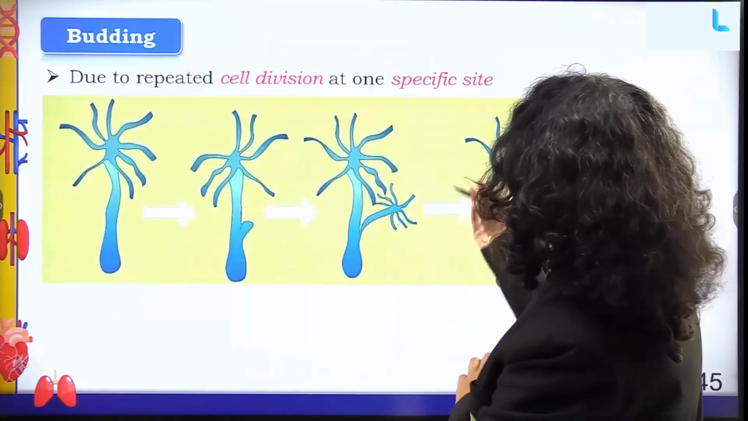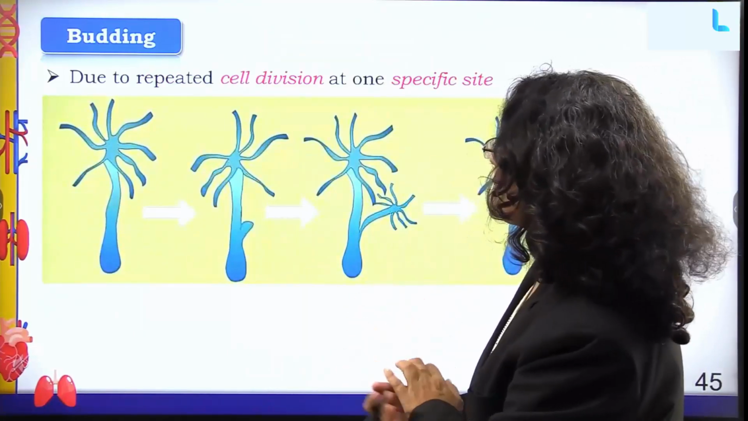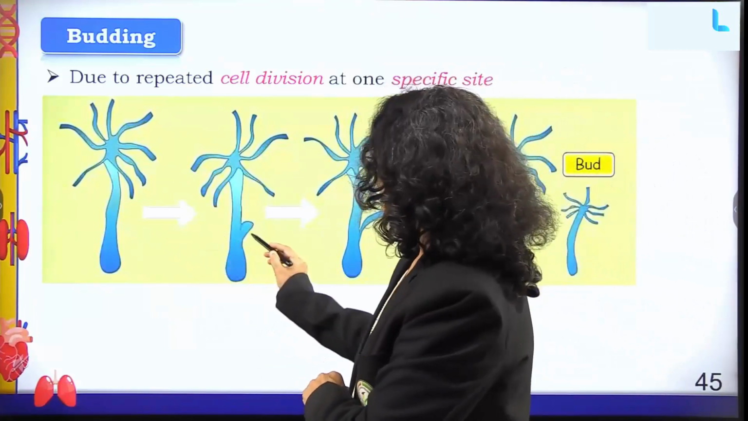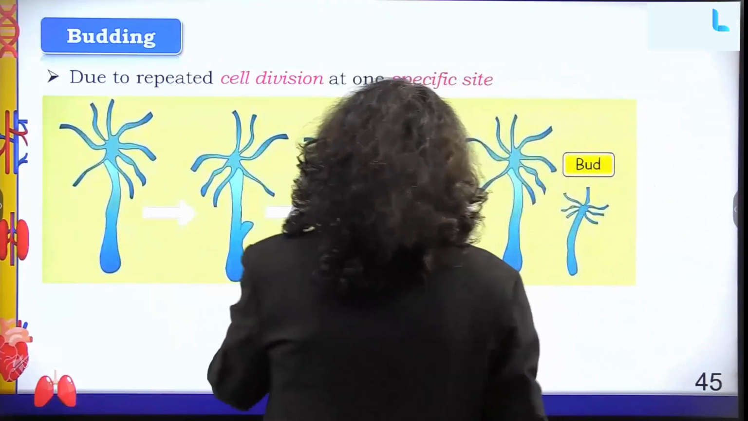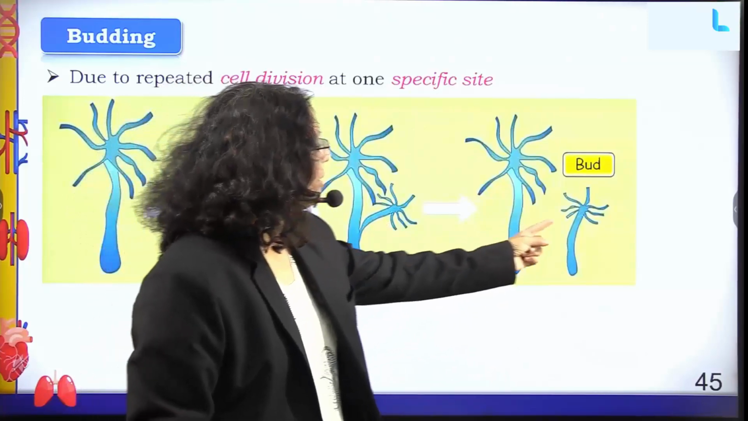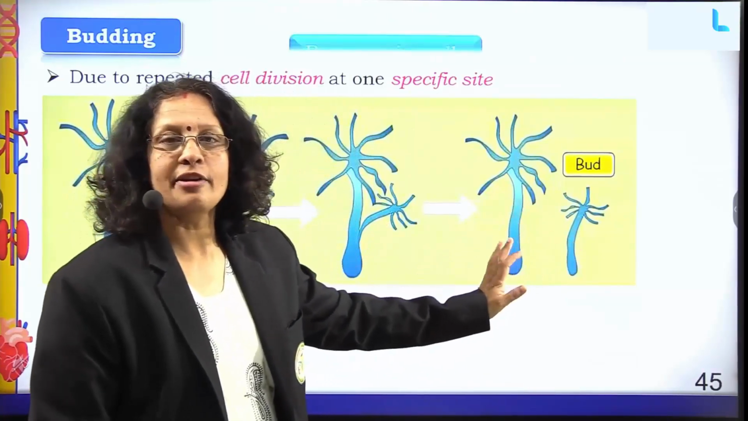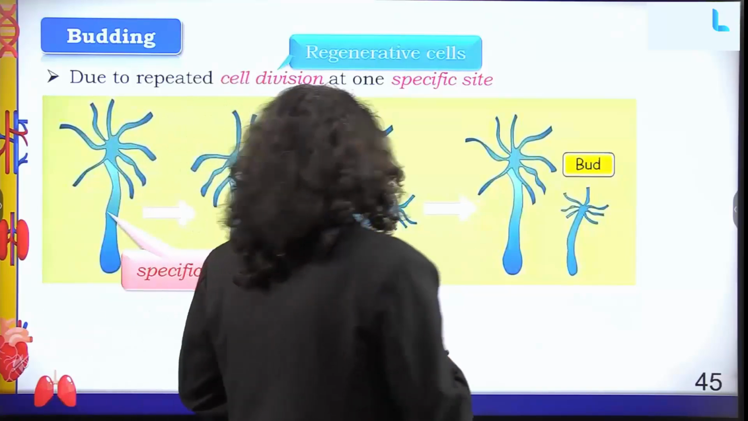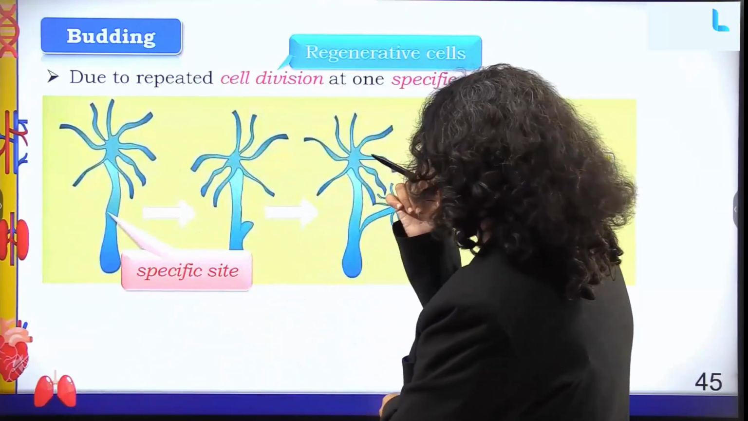These regenerative cells divide, cell division at a specific site. Now see here, this is hydra. Now a small bud is generated. Now that bud is growing a little, and now that bud becomes another hydra. So like that, we get two hydra from the bud. This is called budding.